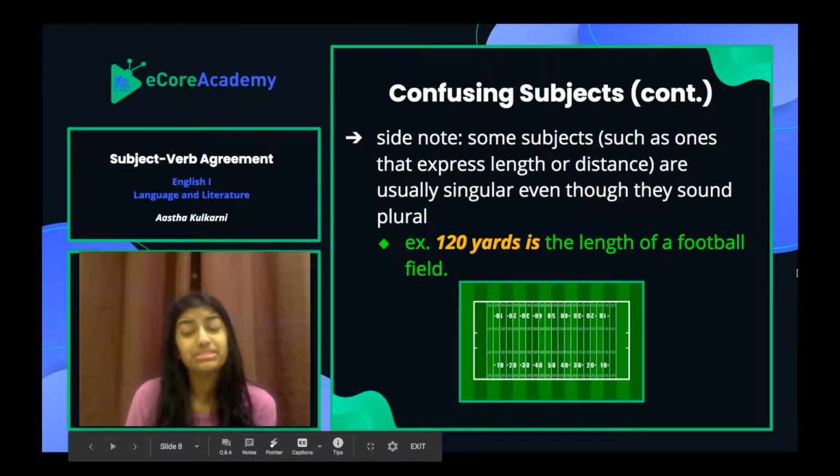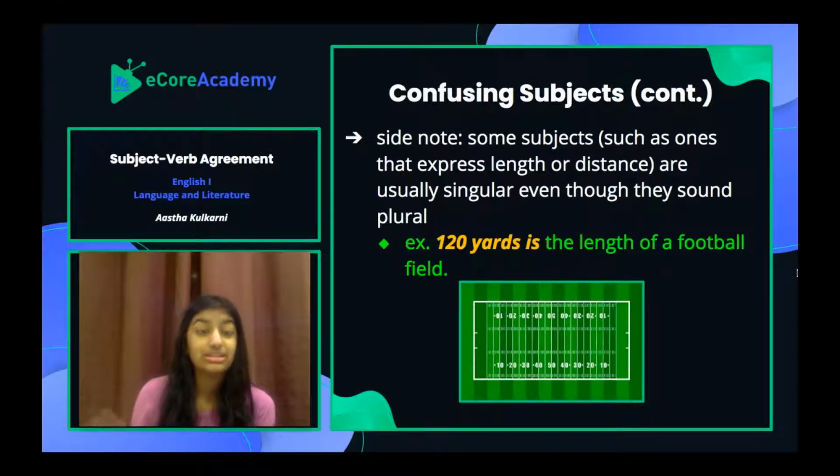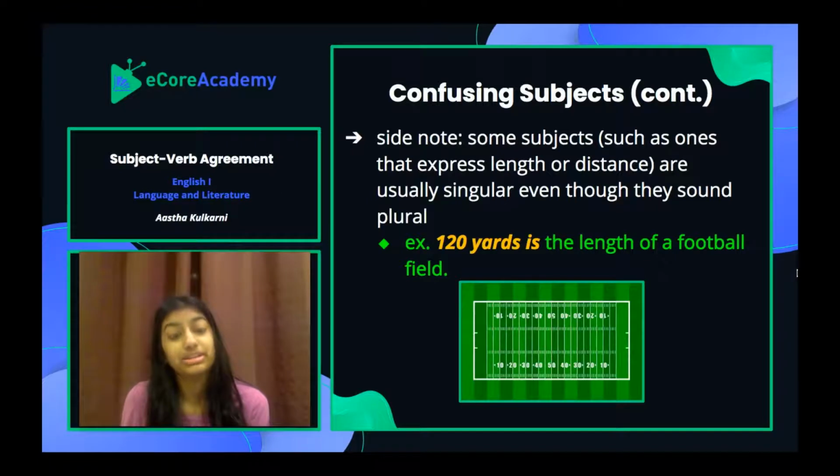This is a little side note. Some subjects, such as ones that express length or distances or measurements, are usually singular, even though they sound plural. So 120 yards. That has an S at the end, so many people would think that's plural. Yes, it is plural, but it is singular in terms of the verb that it's going to be agreeing with. So instead of saying 120 yards are the length of a football field, it's going to be 120 yards is the length. So with measurements, even if there's an S at the end of it, you want to make sure that your verb is singular.